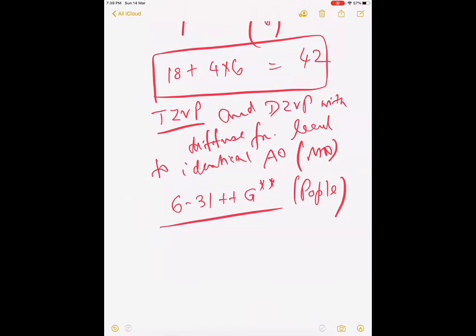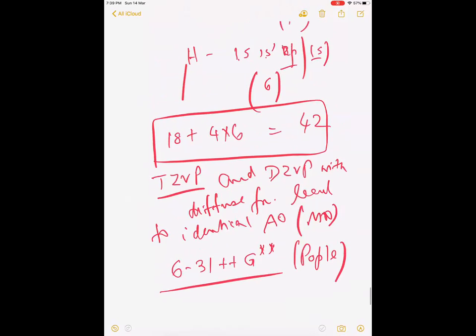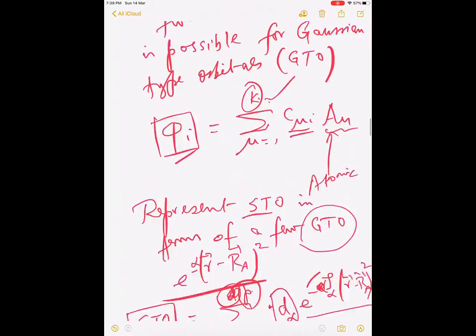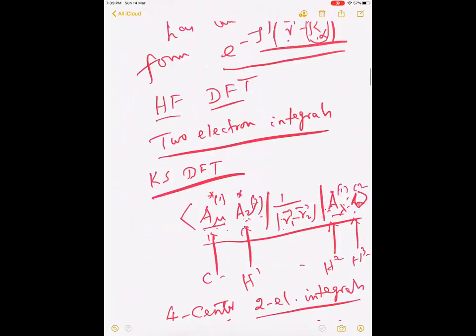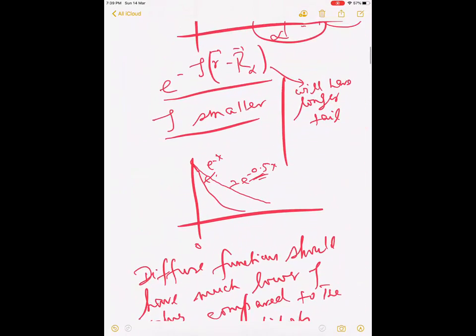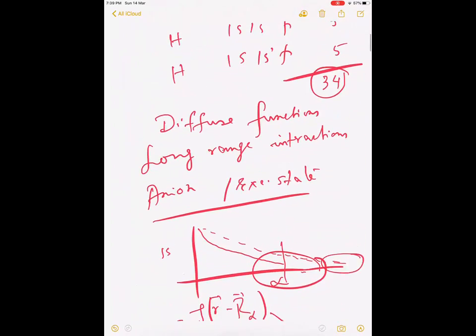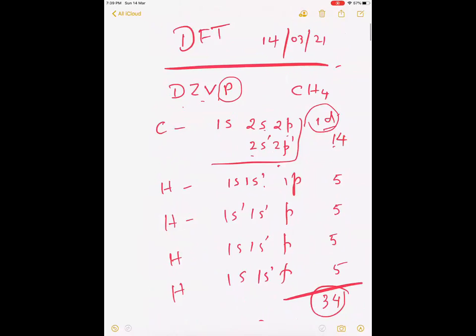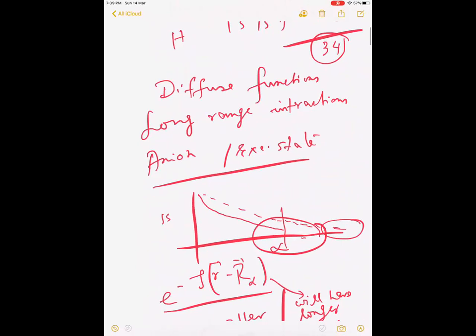Sir, please repeat the diffuse function part. I think I already told you the diffuse functions in the very beginning of the class. Maybe you didn't join. Who are you speaking? Hello? Hello? Parna. Okay, Parna. Yeah, I thought so. So maybe you didn't join in the beginning.